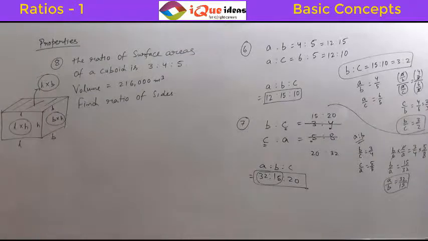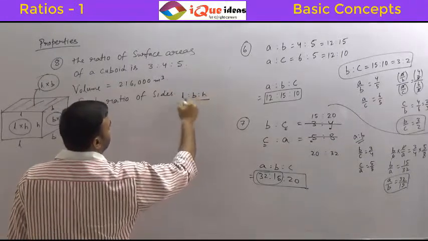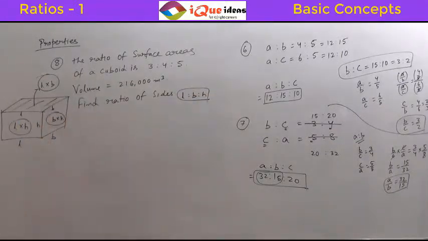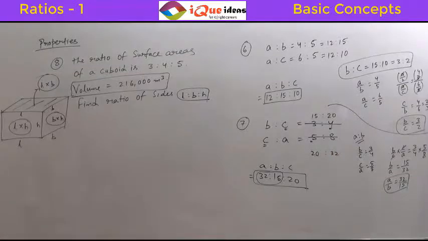Alright, just check them. So the question is to find the ratio of sides. So what we have to find is L is to B is to H. The order is not important, so don't worry about it. You can just write them in increasing order, decreasing order. Now there are many ways to do this, but actually this is a diversion to fool you, so don't fall for it. We will just use this combination or separation thing rather.